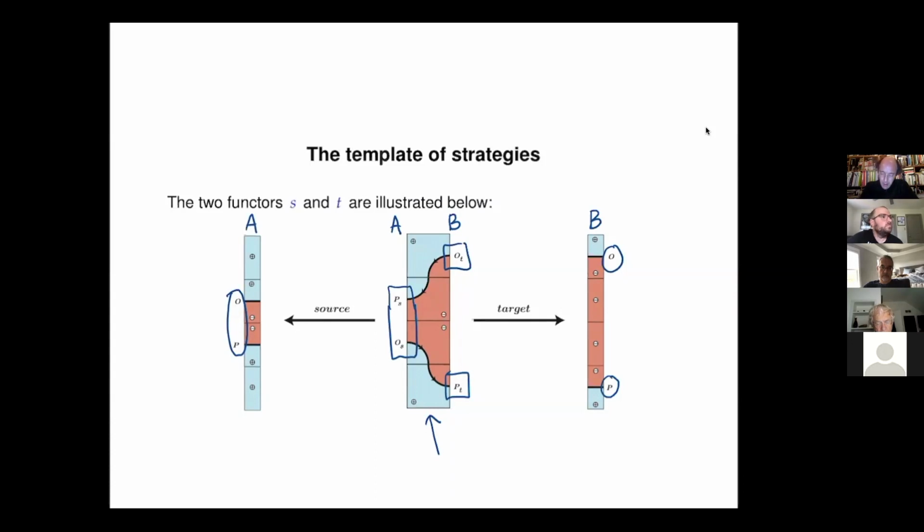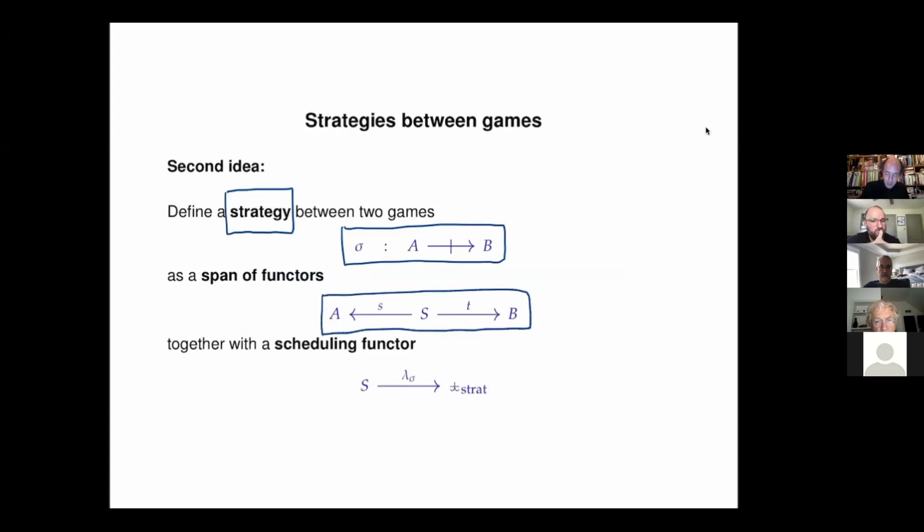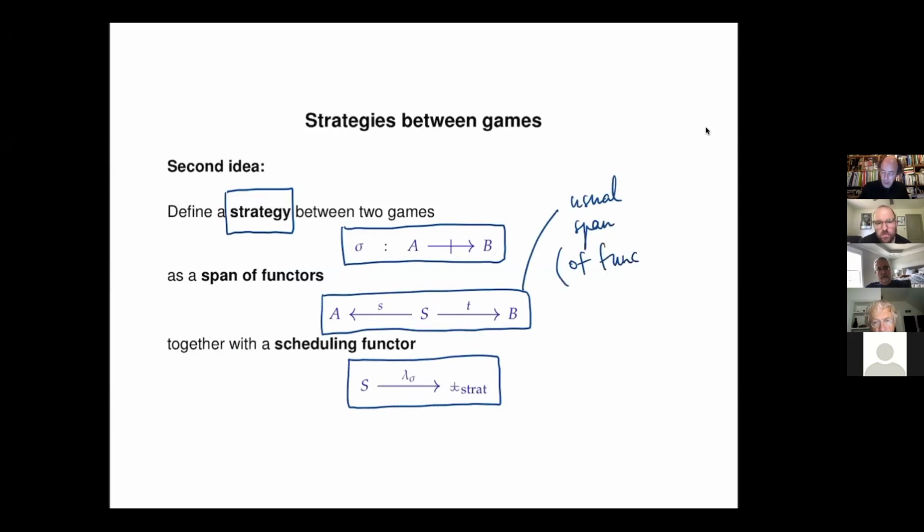And the idea of playing a strategy between two games is something important in game semantics that I will explain soon. Okay. So the second idea is that now a strategy between two games will be defined as a span of functors here, together with a scheduling functor. And so here, this is the usual span, let's say, of functors. So it could be a span in a given category with finite limits, but here it's the novelty.